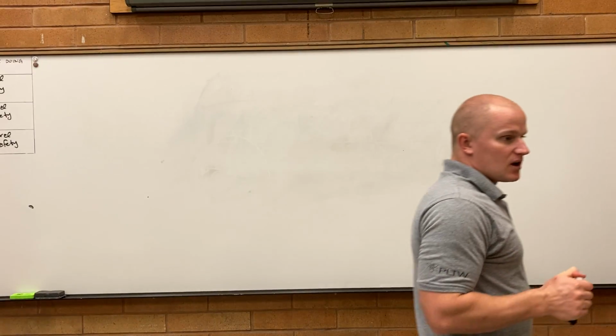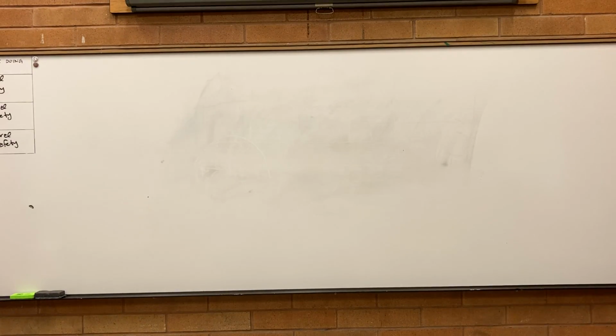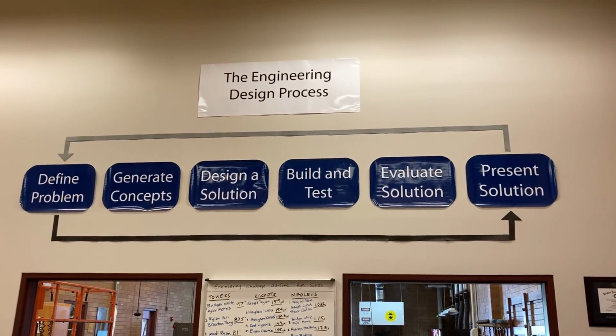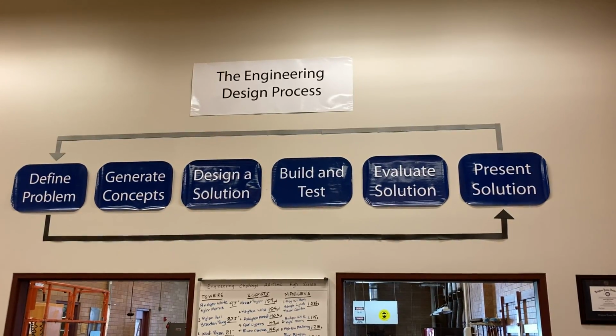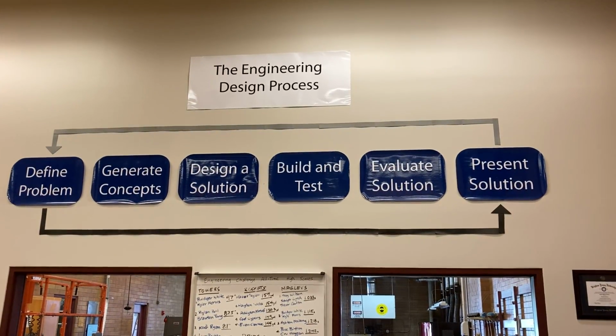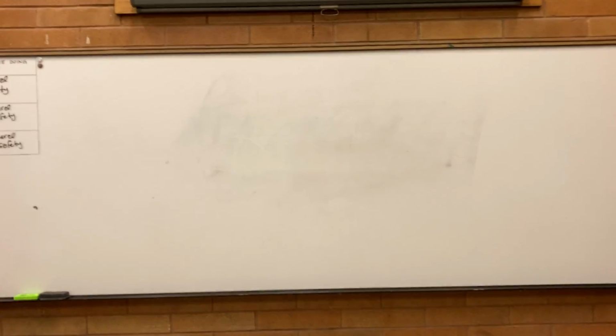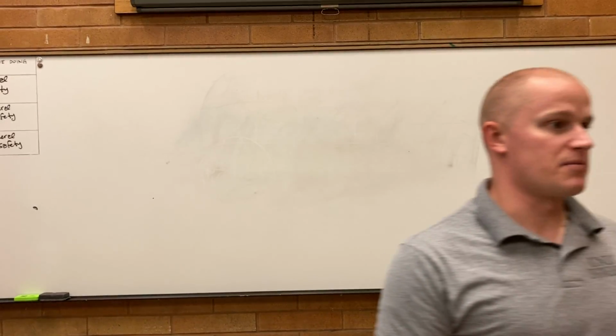All right, so today we're gonna be talking about the engineering design process. I've got a giant mural of it up here on my wall. The engineering design process is six different steps. First, we're gonna define a problem, generate concepts, design a solution, build and test, evaluate a solution, and then present that solution. What the engineering design process is, it's basically the process that engineers go through anytime they're gonna make something.